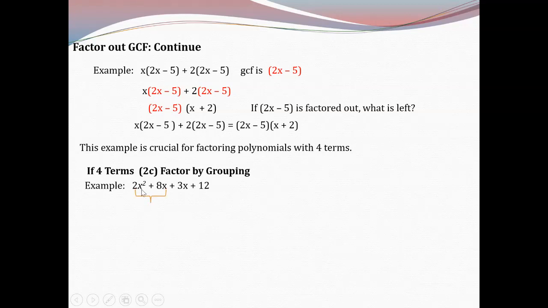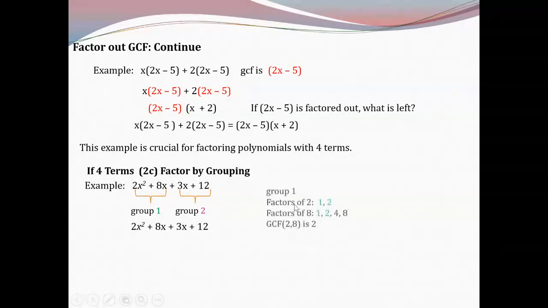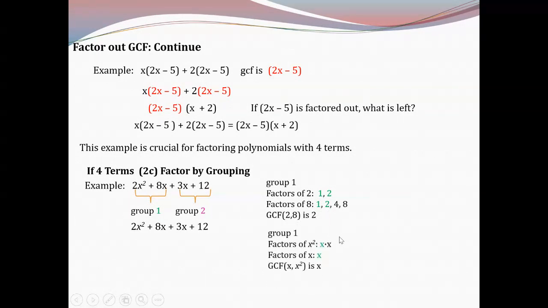Now the book, they want you to factor in groups, right? This is group 1, this is group 2. Okay, so I'm going to put here group 1, right? So group 1 is what do they have in common? The factors of 2 are just 1 and 2. The factors of 8 are 1, 2, 4, and 8. So between 2 and the 8, the GCF is going to be 2.